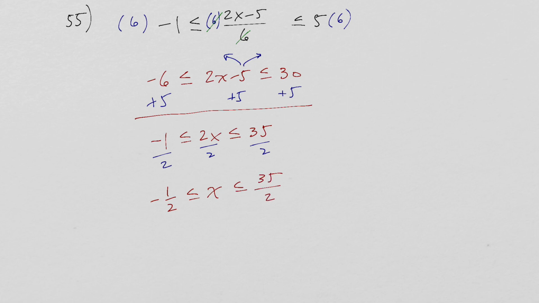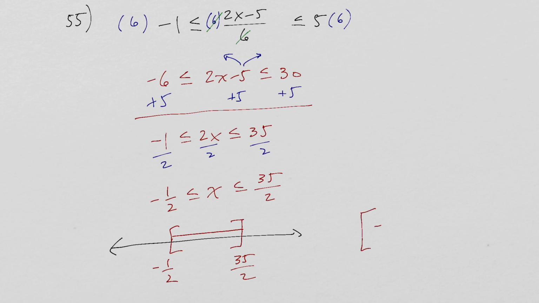So if I were to graph this, I'll put 2 hash marks down. Label the first one as negative 1/2, and the second one is positive 35 over 2. And these are less than or equal to, so they're brackets. And they look like that. So in interval notation, I'll put a bracket, negative 1/2, comma, 35 over 2, bracket. And that's interval notation. And that's it.